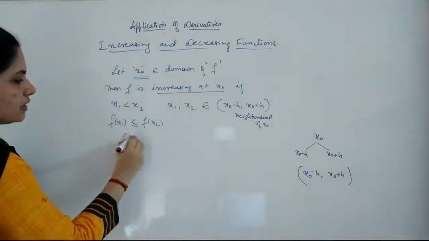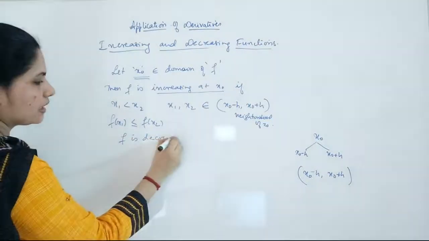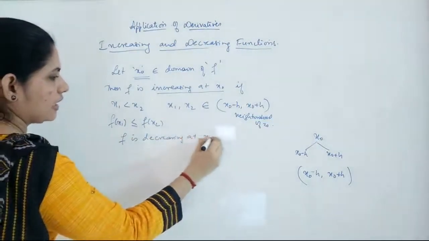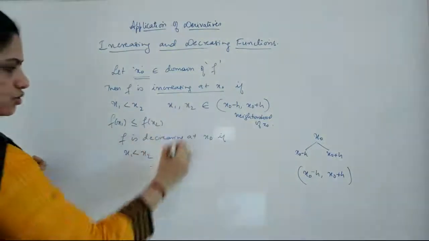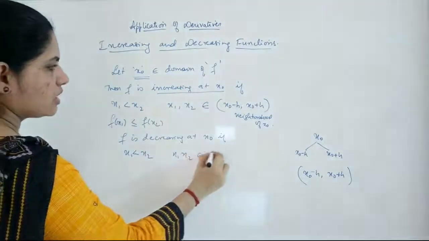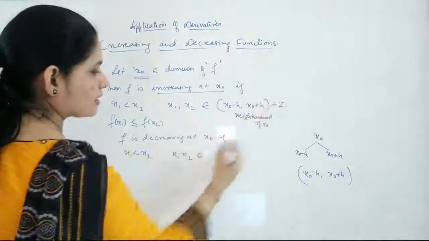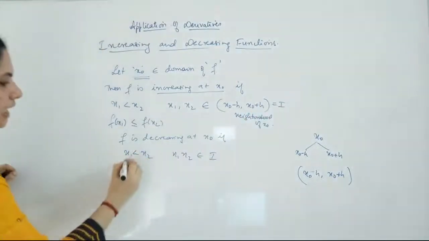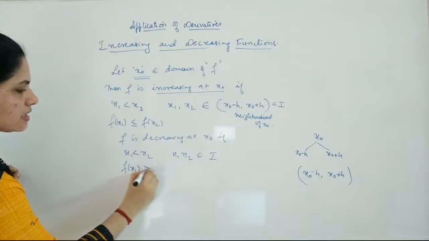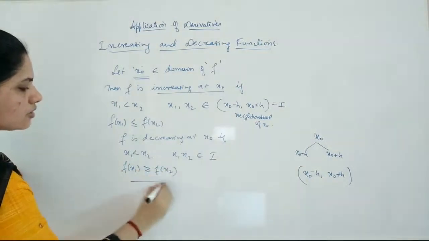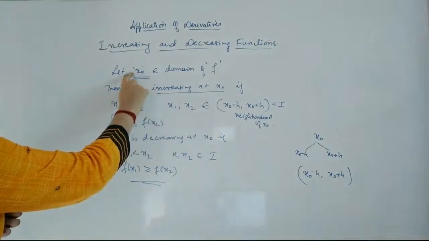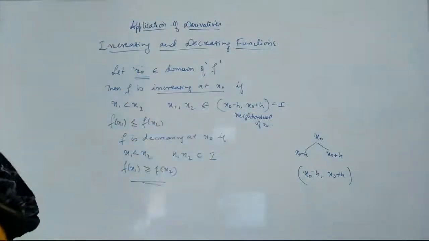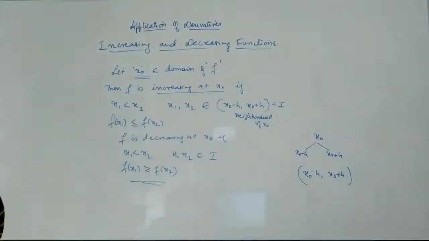Now if the function is decreasing, what should be the condition? Decreasing at x naught means again you are taking x1 is less than x2, where these two x1 and x2 belong to, suppose this is I, I can say belongs to I, then you should get f of x1 is greater than or equal to f of x2. So the condition is not changing, only we are taking that x naught, since this is a point, we are taking a neighborhood as the interval.